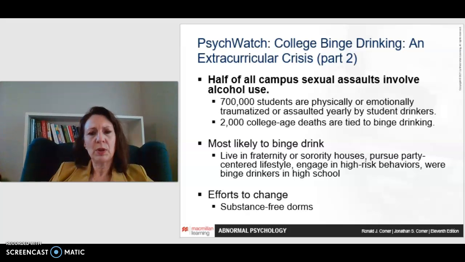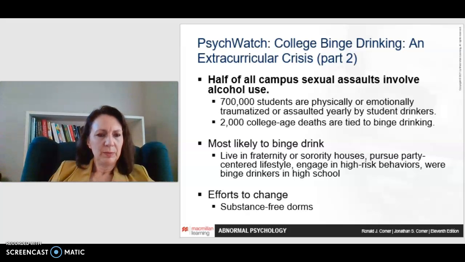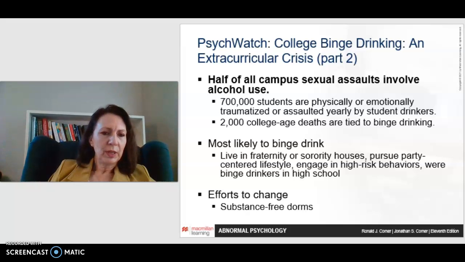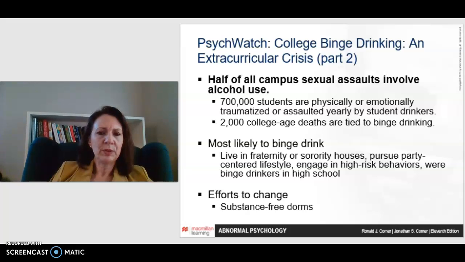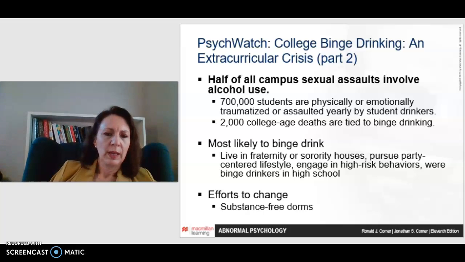Half of all campus sexual assaults involve alcohol use, and so when we're thinking about college life, we need to be aware of that. 700,000 students are physically or emotionally traumatized or assaulted yearly by student drinkers. 2,000 college-age deaths are tied to binge drinking. Those who live in fraternity houses and have other party or high-risk behaviors, or were binge drinkers in high school, are most likely to binge drink in college. And although there are efforts to create substance-free dorms, efforts to change aren't fast enough in coming.